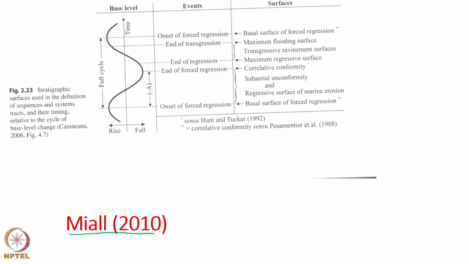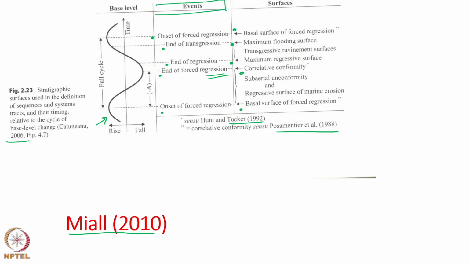This figure is a summary of relative sea level rise and several terms. Some of these terms already have been explained, but here is a compilation from 3 authors. Onset of forced regression, end of forced regression, end of regression, end of transgression, onset of forced regression. The onset of forced regression is comparable with the basal surface of forced regression. End of forced regression can be linked with the correlative conformity. End of regression is the maximum regressive surface. End of transgression is the maximum flooding surface. Onset of forced regression is linked with the basal surface of forced regression.